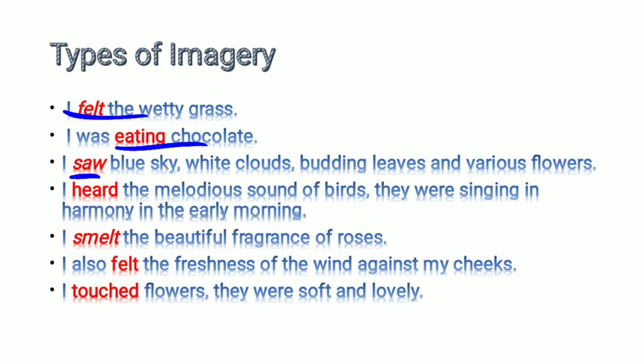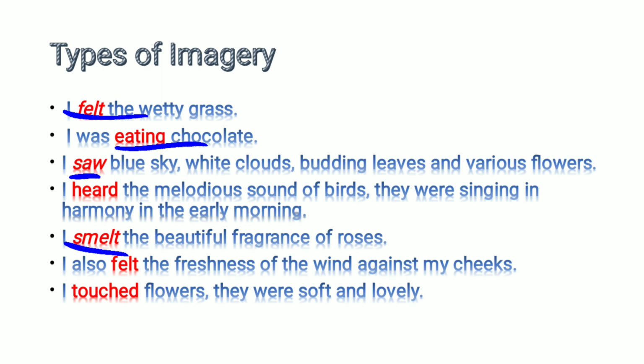Then comes the next sentence, in which smelt. I smelled the beautiful fragrance of roses. Here, the word smelt is used. So, the imagery which deals with smell is known as olfactory imagery. And in this sentence, we can also find the example of olfactory imagery, because here we are smelling the roses, the fragrance of roses. So, in this sentence, we can say that writer used olfactory imagery.